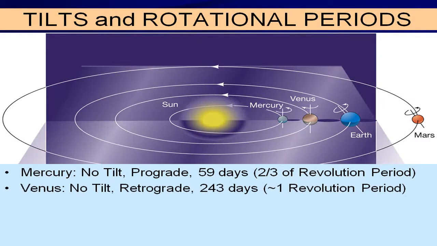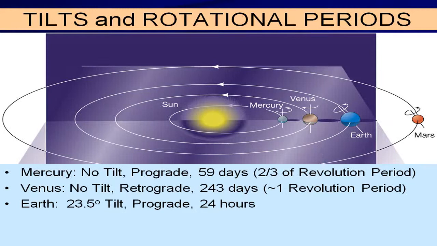Venus has no tilt, has a retrograde rotation, even though it's prograde revolution. Retrograde rotation in 243 days, which is approximately on the order of its revolution period. Its revolution period is 225 days. So you could say to some extent it might be gravitationally fixed towards the Sun, but most likely this is a remnant of some other occurrence, like maybe a collision in the past.